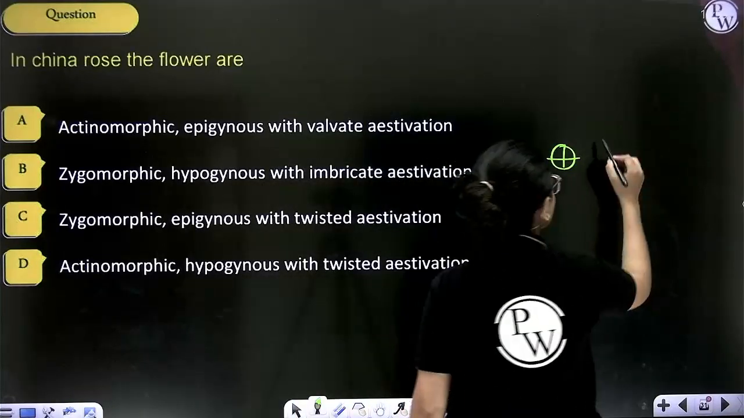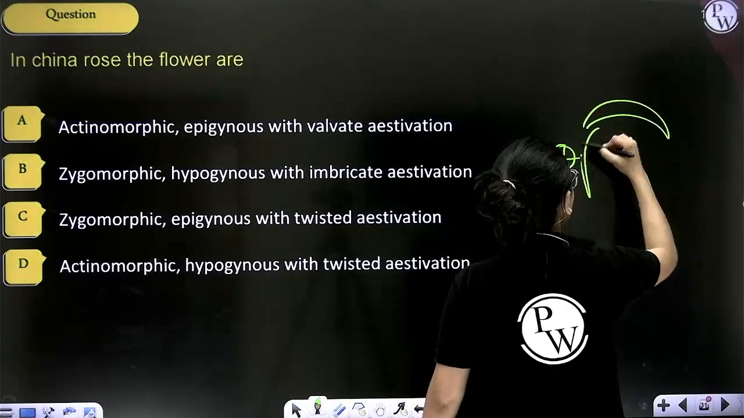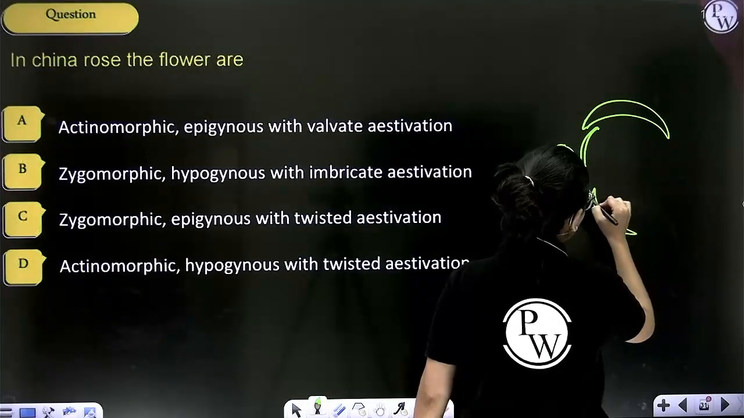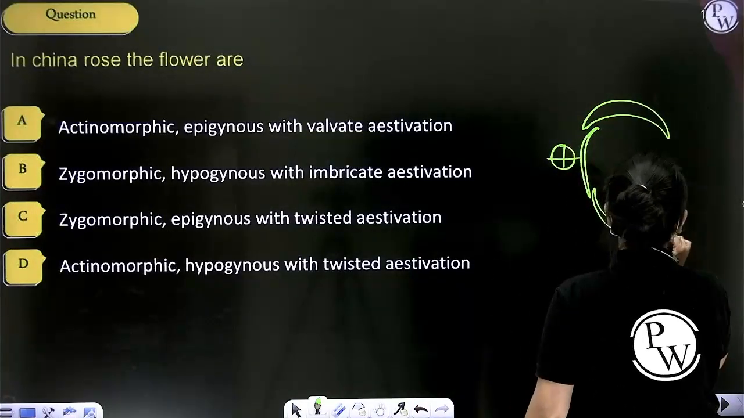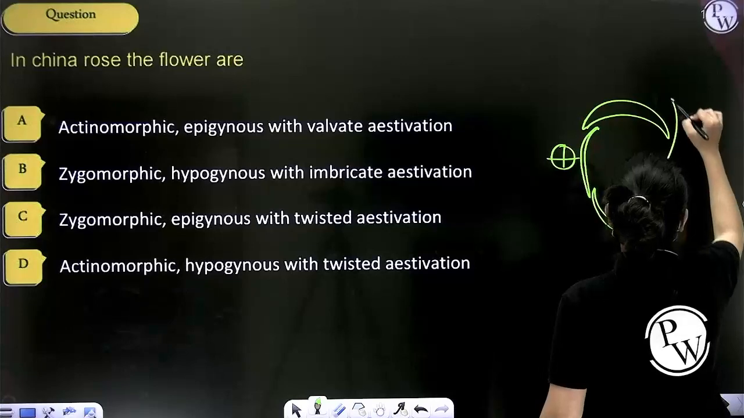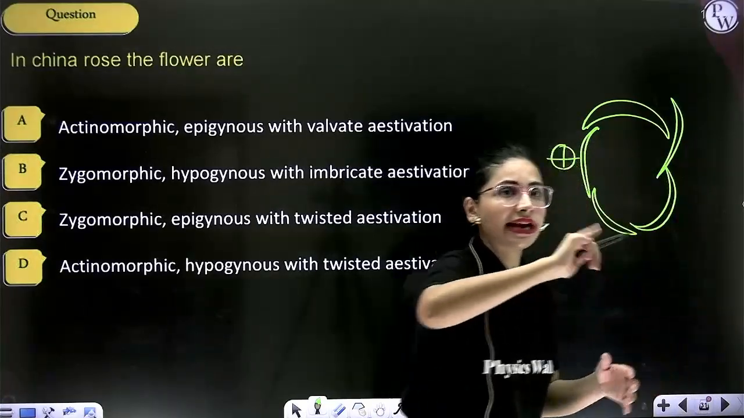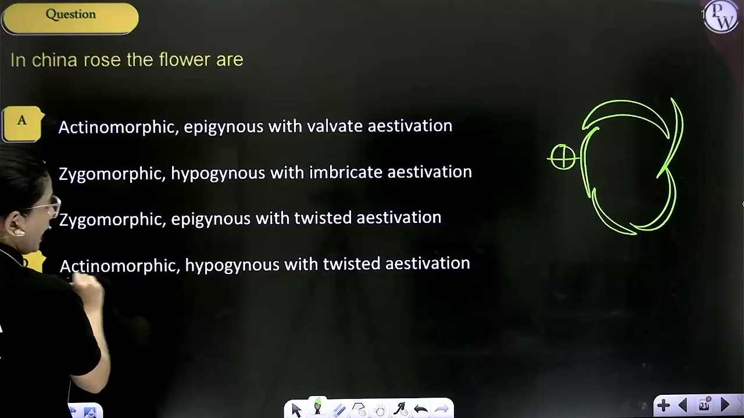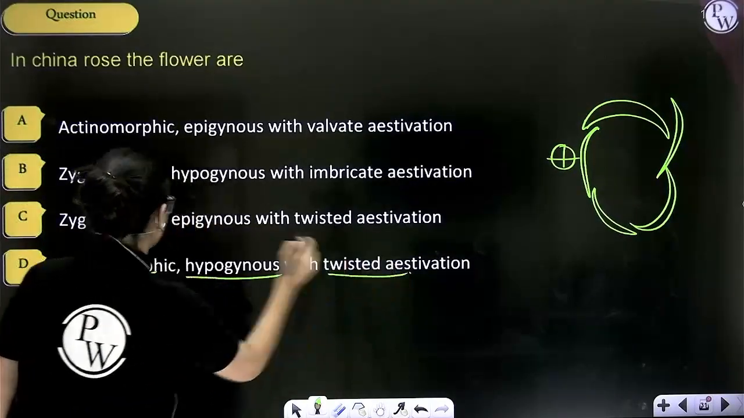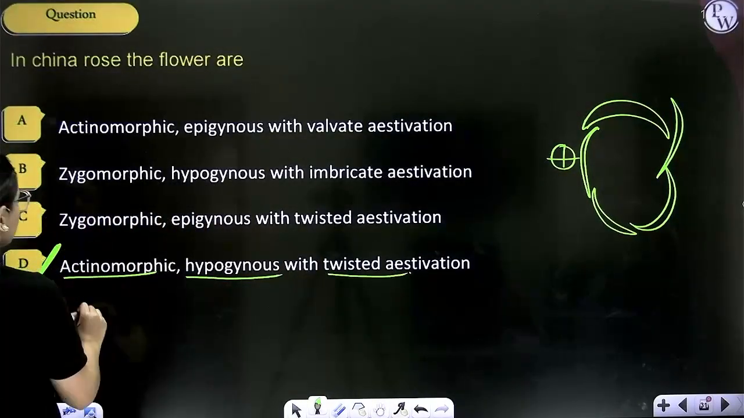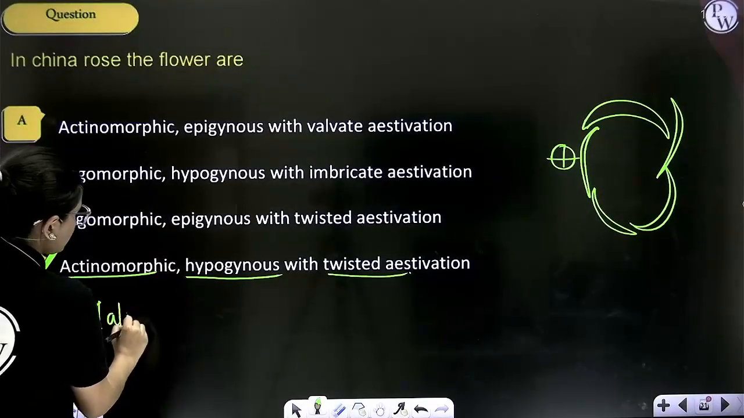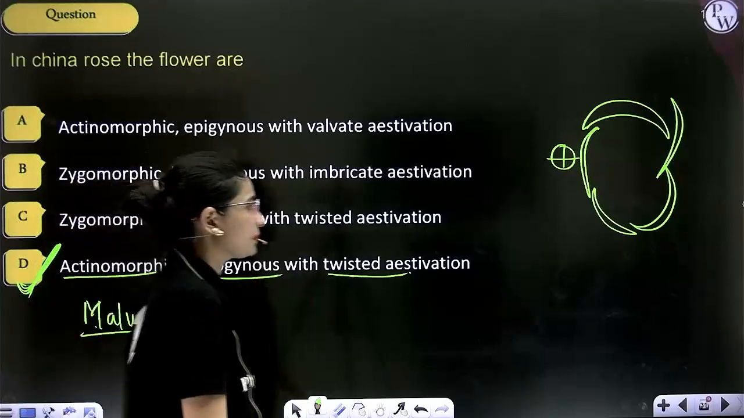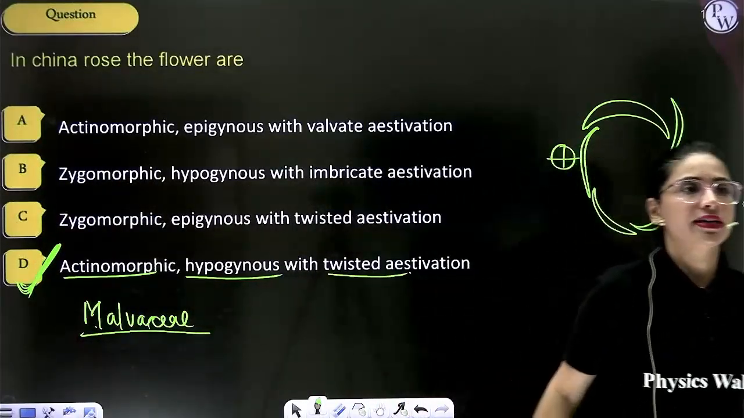What is twisted aestivation? When all the whorls are overlapping in a regular manner such that one end is inside and another end is outside. So, actino-hypo-twisted. As China rose, it's a feature of family Malvaceae. It's a typical feature of the family Malvaceae.